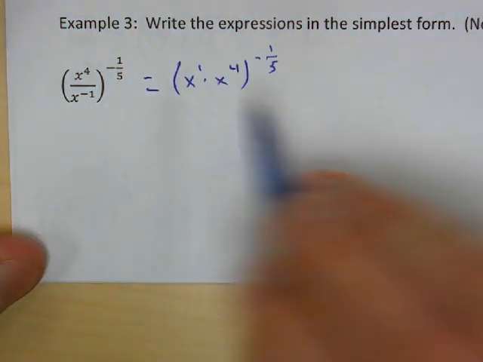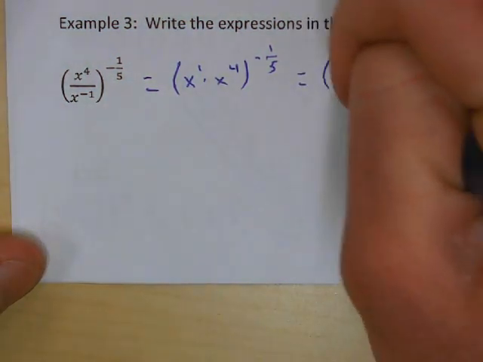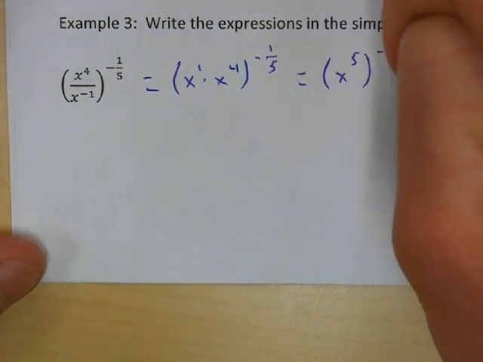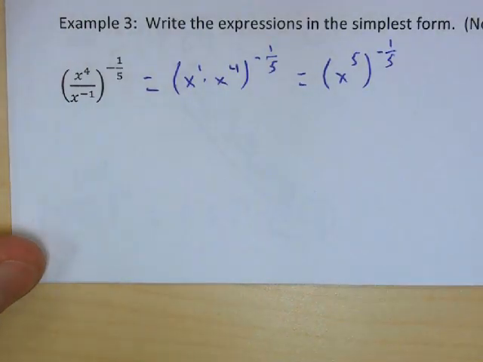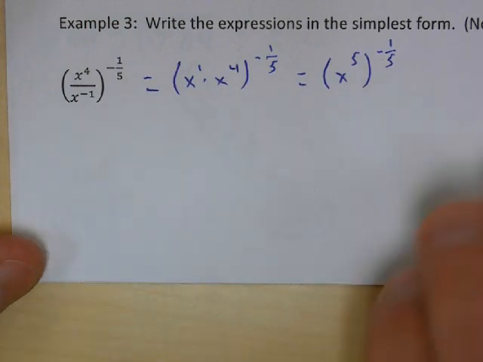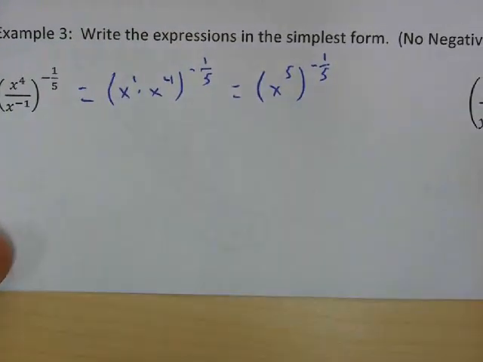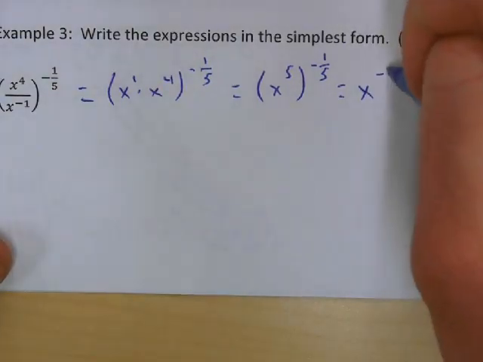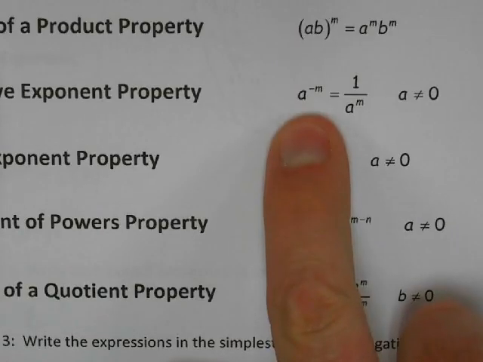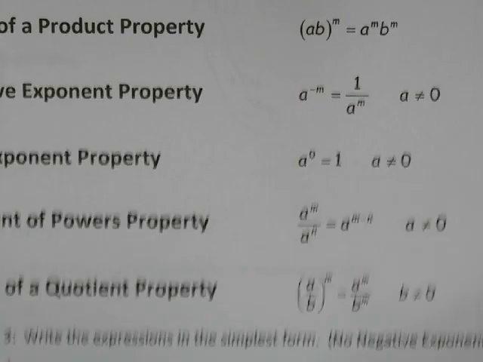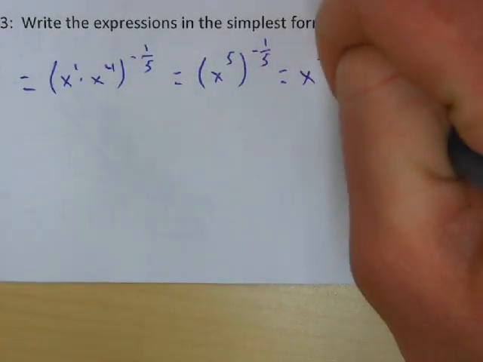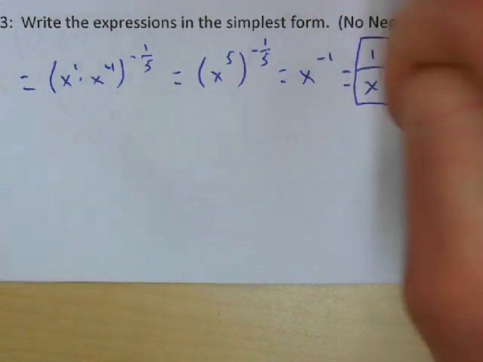And then x times x to the fourth, we get x to the fifth to the negative 1/5. Okay. And then now since I have a power raised to a power, we get x to the fifth to the negative 1/5. We want to multiply those exponents, which gives me x to the negative 1, which, like my rule says up here, if we have something raised to a negative exponent, we want to flip it. Okay, so then x to the negative 1 is the same as 1 over x to the positive 1. So 1 over x is my answer.